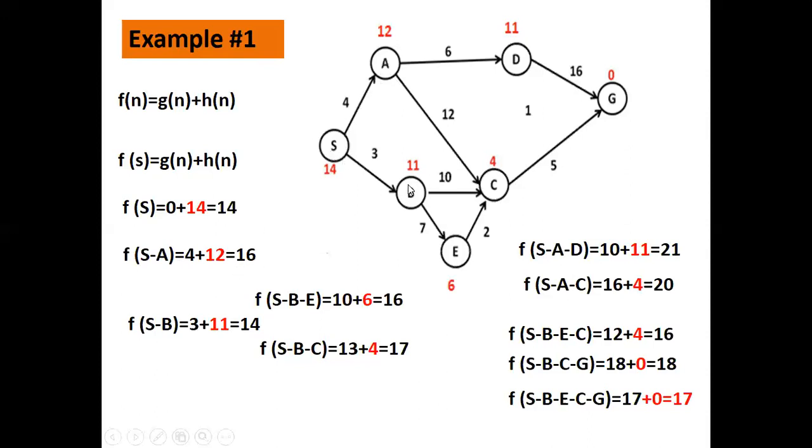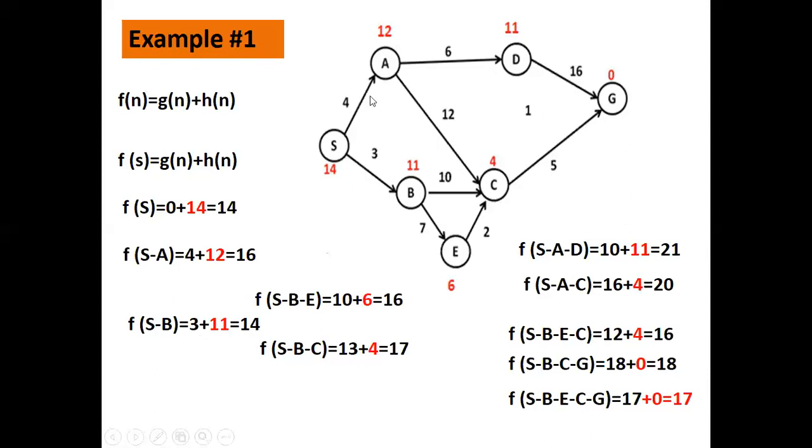Now from S to B, it will be how much? You will have f of S to B, it will be the actual cost of reaching from S to B, that is 3, right? And the estimated cost of B to reach the goal state, that is 11. So 3 plus 11, this is now 14, right? So now we have explored these two paths.